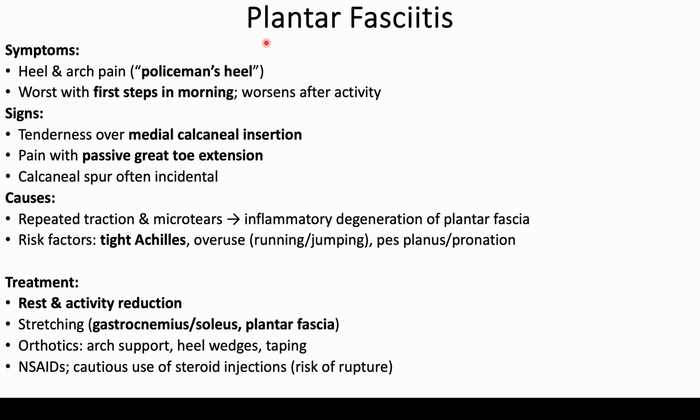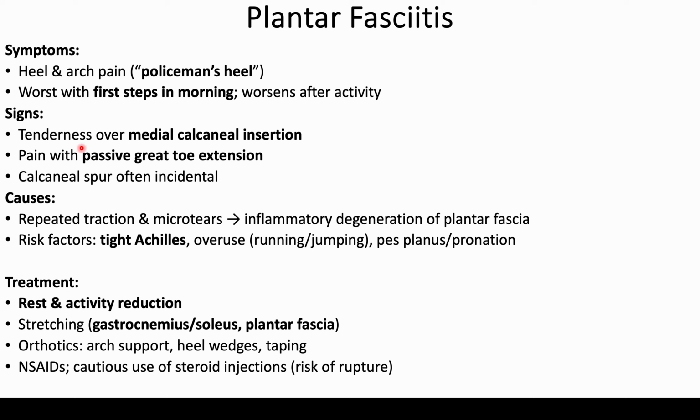Now let's touch on plantar fasciitis. Heel and arch pain, policeman's heel, and it's probably because policemen stand all day and they have very tough shoes which don't have any give, which could be what's causing that inflammation. We know that it's worse with first steps in the morning and worsens after activity.